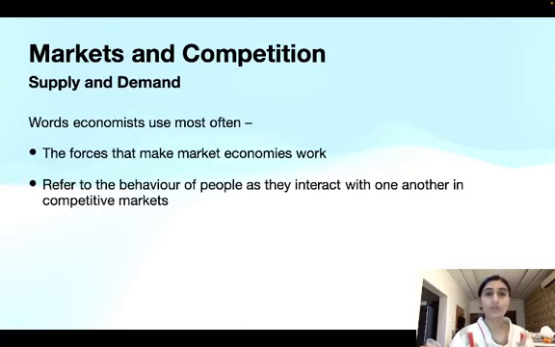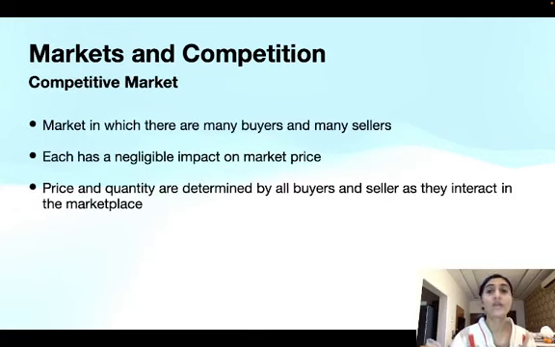of the product. Supply and demand are the words that we often hear in economics, and together they interact with one another in a competitive market to bring about the price of a product. Now, what is a competitive market? A market in which there are many buyers and many sellers is a competitive market because there are many buyers and there are many sellers.